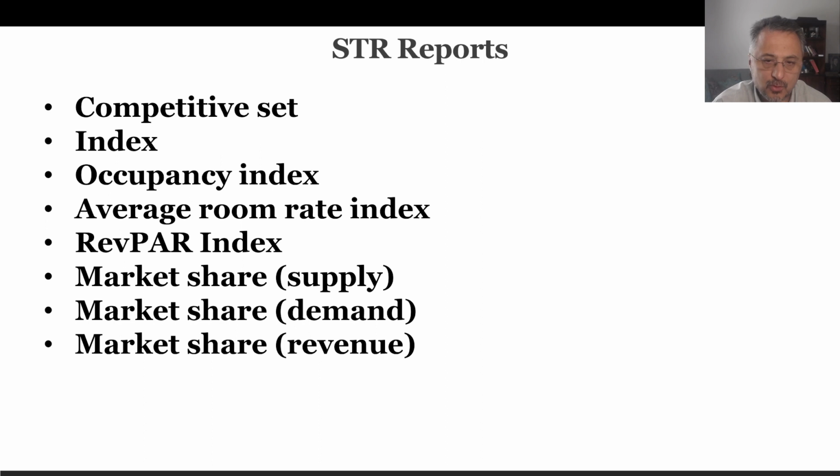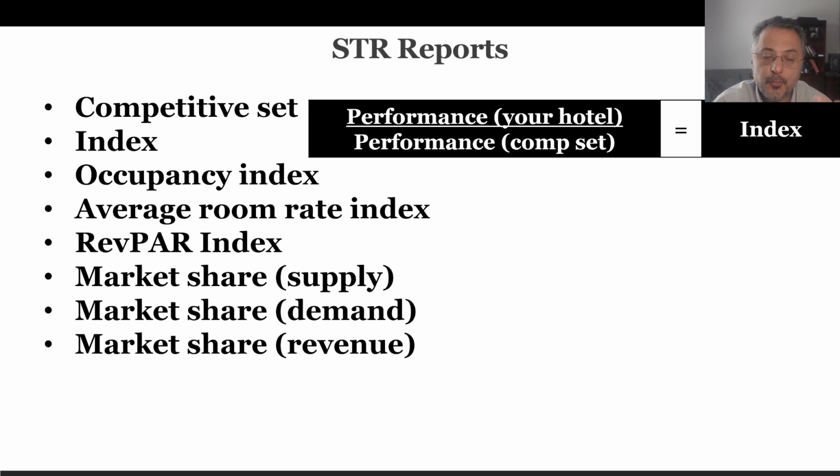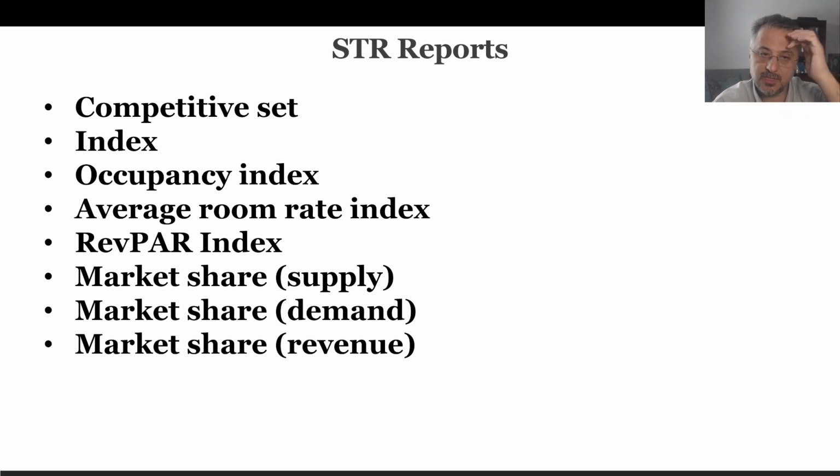Now, the second term is what we call index, which measures your performance relationship to your comp set. If the index is 100, that means your performance is equal to the comp set average. If the index is lower than 100, you are doing poorly, and if it's greater than 100, you are doing better than your comp set.